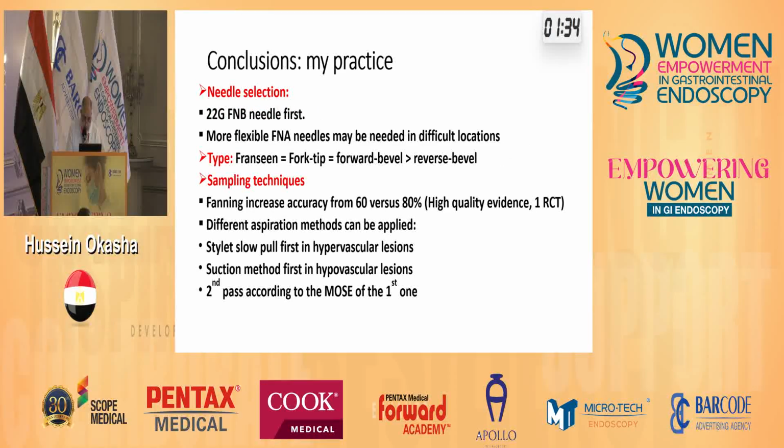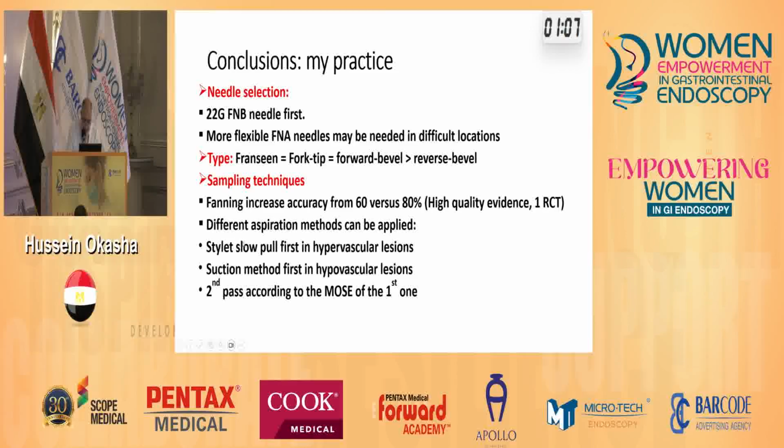And now to take home messages: 22G needle FNB, use it first. More flexible FNA needles may be needed in difficult locations. And Franseen, fork tip and forward bevel are both equal, and they are a little bit more adequate than reverse bevel. Fanning increases accuracy from 60 to 80%.